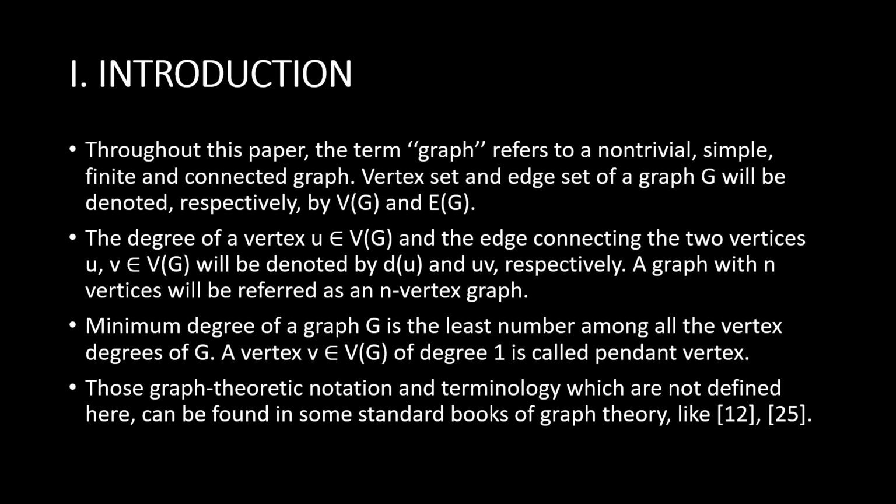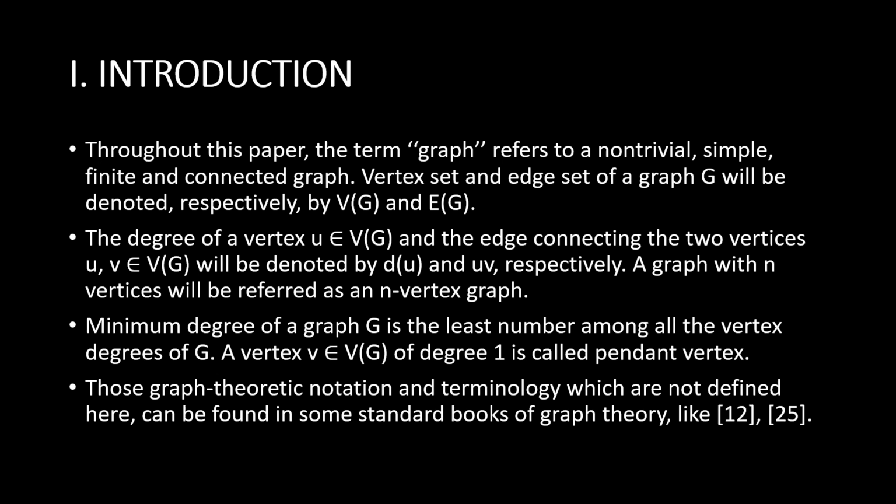A graph with n vertices will be referred to as an n-vertex graph. Minimum degree of a graph G is the least number among all the vertex degrees of G. A vertex v belongs to V(G) of degree 1 is called a pendant vertex.